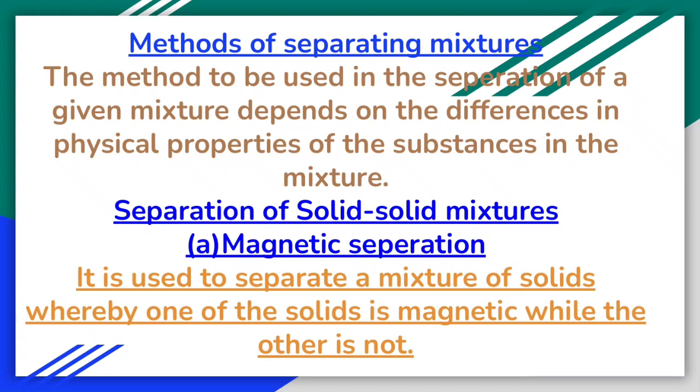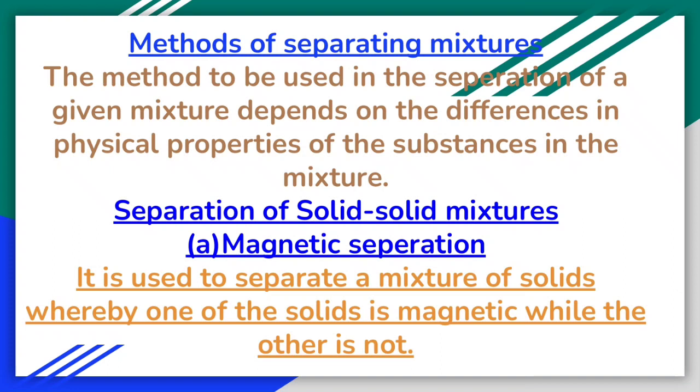Now let's move on to some of the methods of separating mixtures, and we begin with separation of solid mixtures. Solid mixtures can be separated by magnetic separation. Magnetic separation is whereby you use a magnet to separate one solid from another. What makes it possible for us to use a magnet is if one of the solids is a magnetic material.